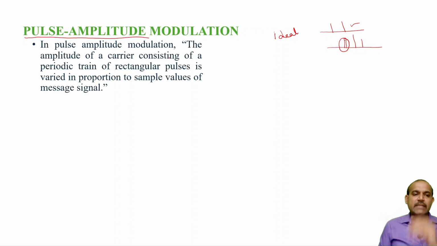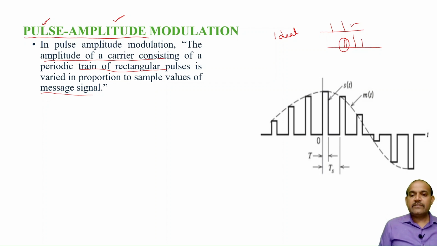What is pulse amplitude modulation? In pulse amplitude modulation, the carrier signal is a train of rectangular pulses, and the amplitude of the carrier pulses varies in accordance with the message signal. As we know, amplitude modulation is varying the amplitude of the carrier. Here the carrier we are taking is in the form of pulses, and hence the name pulse amplitude modulation.